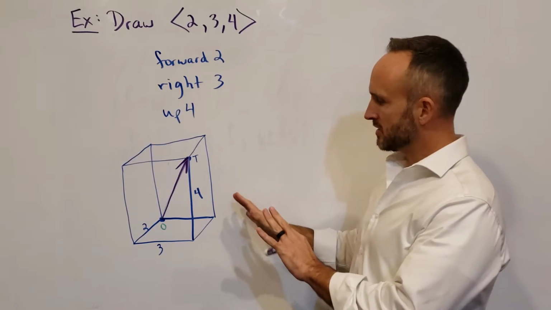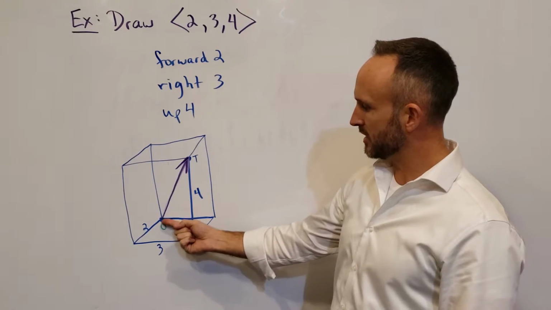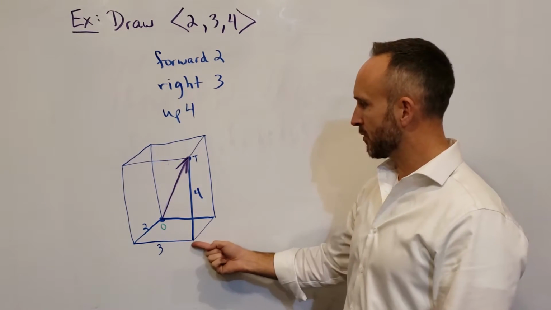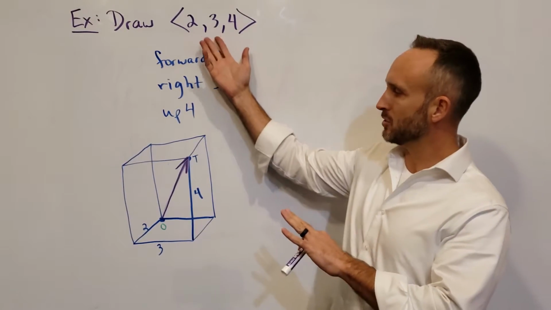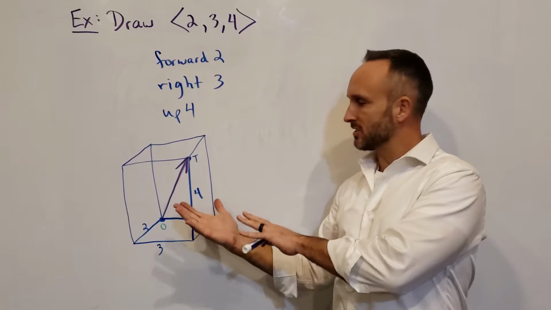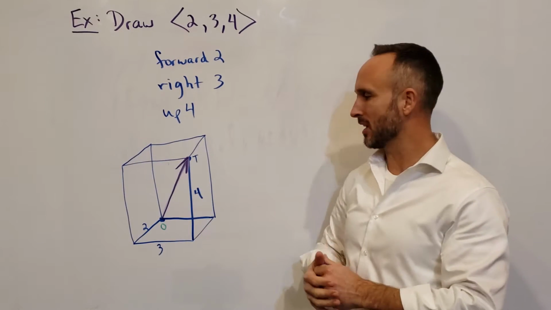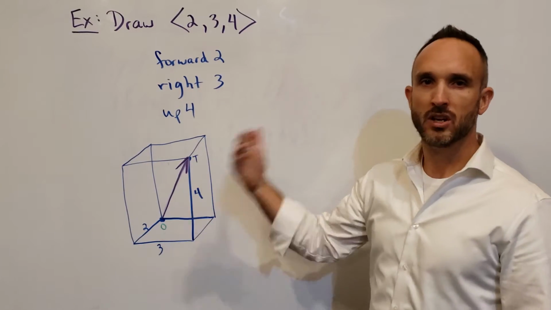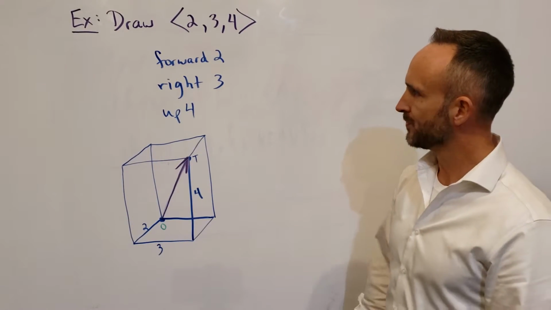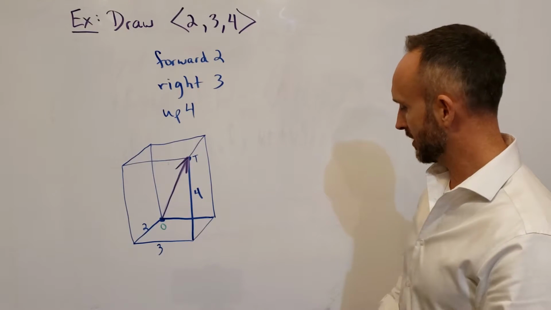And so you can tell from this diagram, that vector starts here, comes forward 2, moves right 3, and goes up 4. And so when we contain our 3-dimensional vectors in this room, let's call it a rectangular room of some kind, you can tell it goes from one bottom corner to one top corner across the room in this particular case. So that's how you can draw a 3-dimensional vector.